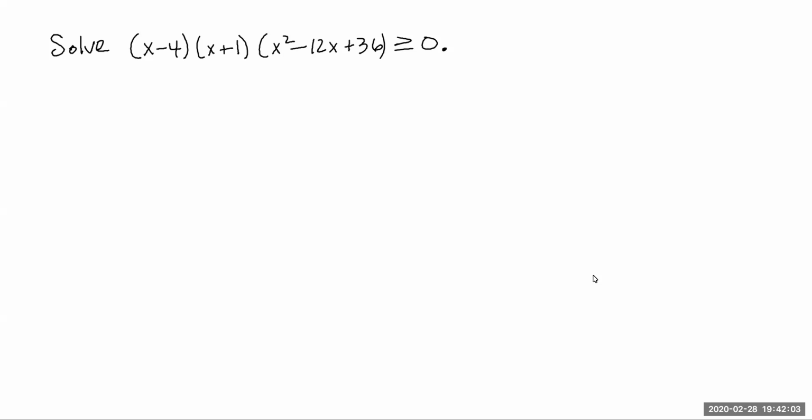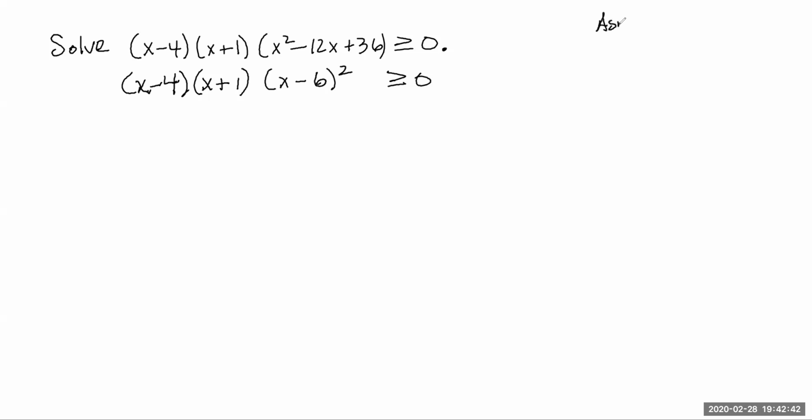All right, let's solve this polynomial inequality. The first thing we want to do is actually find all the zeros of the polynomial. And we typically do that with factoring. So let's write the first factor again, x minus 4. Second factor is x plus 1. This is a perfect square trinomial, so this actually factors to x minus 6 quantity squared. And we have greater than or equal to 0.